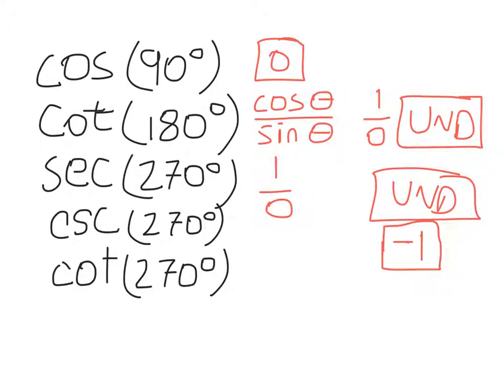And then finally, we'll find cotangent of 270 degrees. As we said above, cotangent of theta is cosine of theta divided by sine of theta. So cosine of 90 degrees is 0, and sine of 90 degrees is 1. Therefore, the cotangent of 270 degrees is 0.